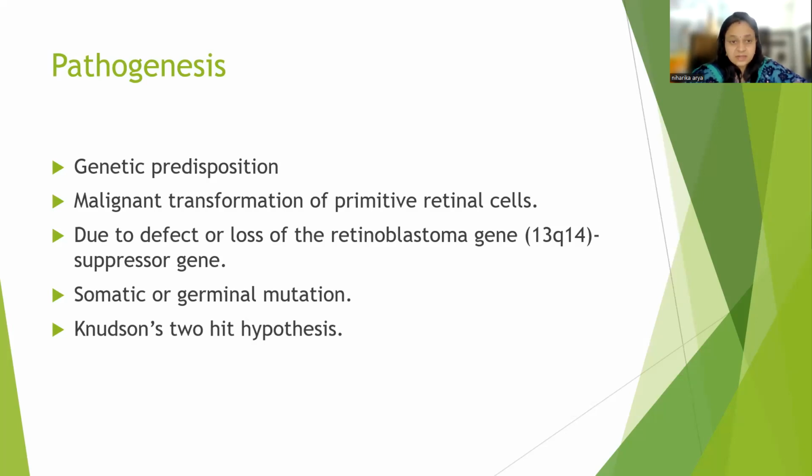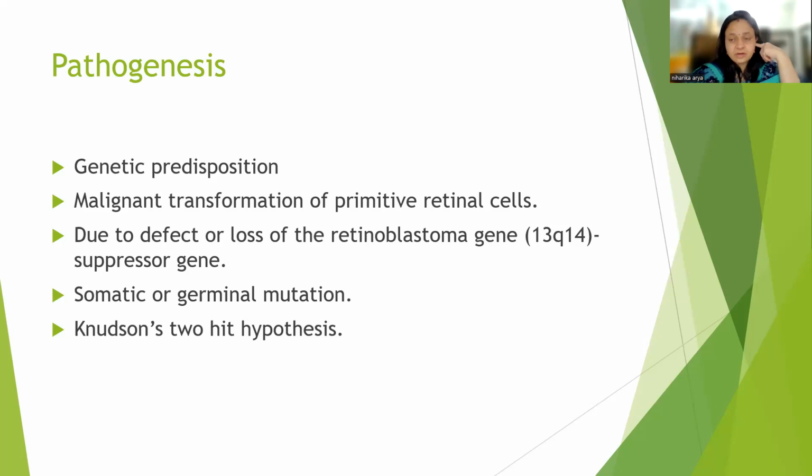Pathogenesis: there is a genetic predisposition and malignant transformation of the primitive retinal cells. So in the retina, because of the genetic predisposition, some of the primitive retinal cells undergo malignant transformation, due to a defect or loss of the retinoblastoma gene, that is the 13q14 suppressor gene.